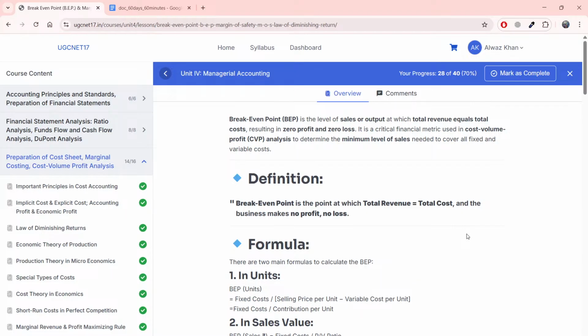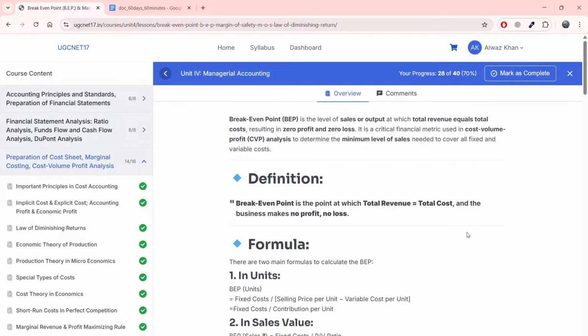How do we calculate break-even point? Break-even point is the level of sales output at which total revenue equals total cost, resulting in zero profit and zero loss. It is a critical financial metric used in cost volume analysis. That was the PV (profit volume) ratio, this is CVP analysis, cost volume profit analysis, to determine the minimum level of sales needed to cover all fixed cost and variable cost.